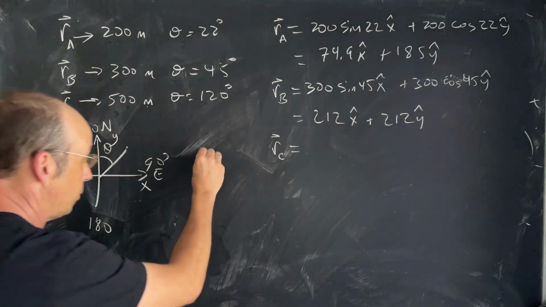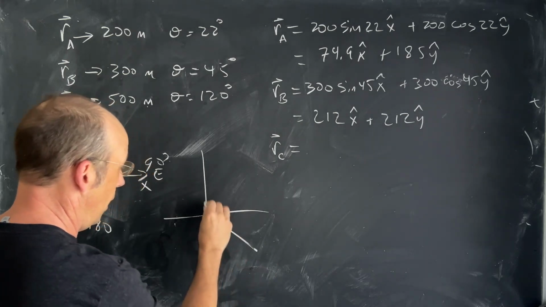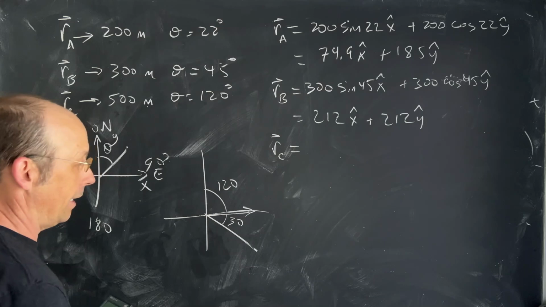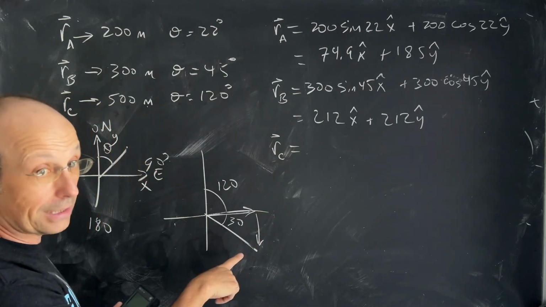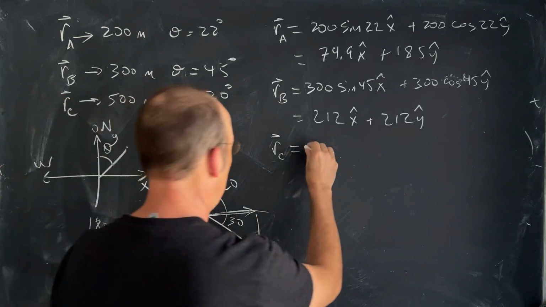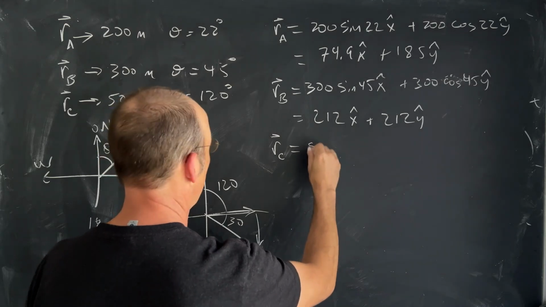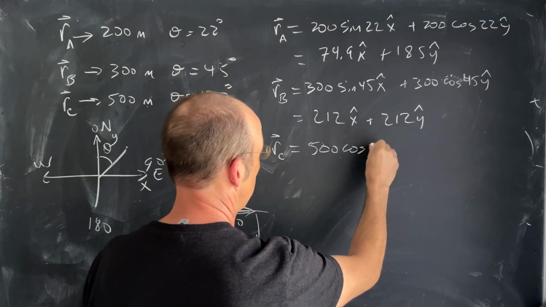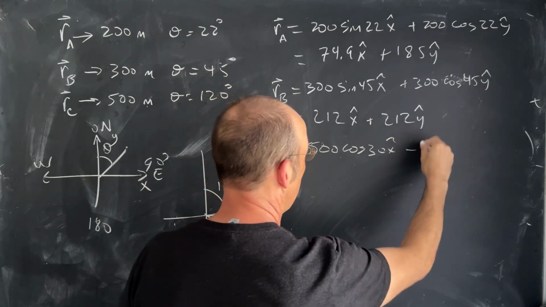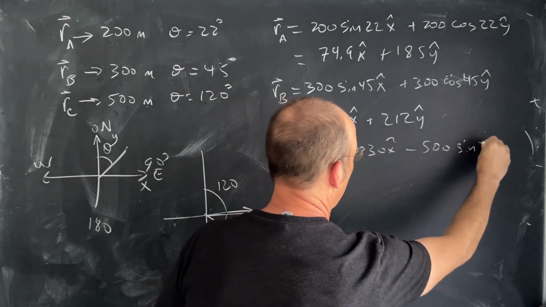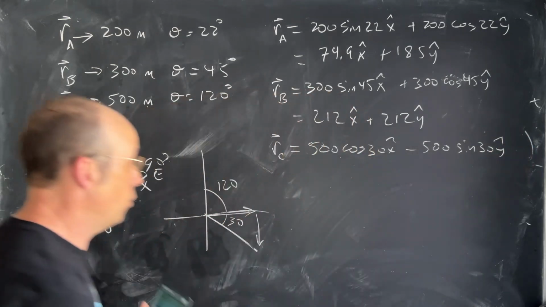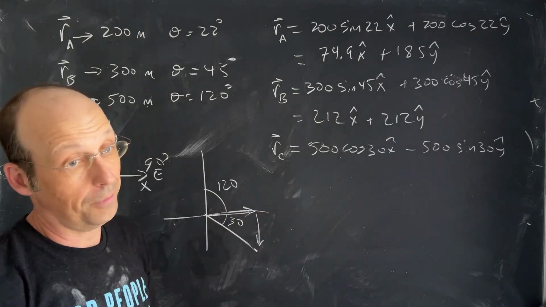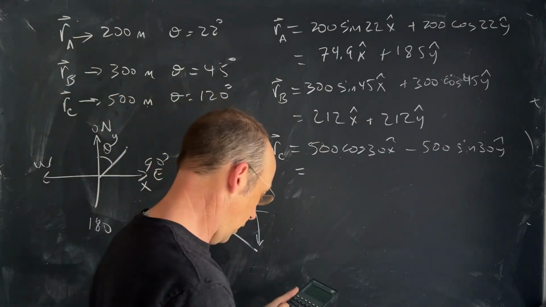Now, again, for this last one, let me draw a picture. This angle is 120 degrees, so this would be 30. This is my x component, and that's my y, but the y component is negative. So this is going to be equal to 500 times the cosine of 30 x hat minus 500 sine of 30 y hat. You actually could do sine of 120 and it'd give you the same thing, but I like doing it this way.